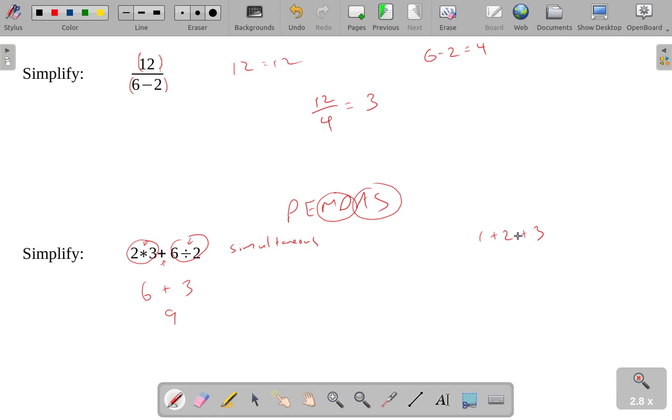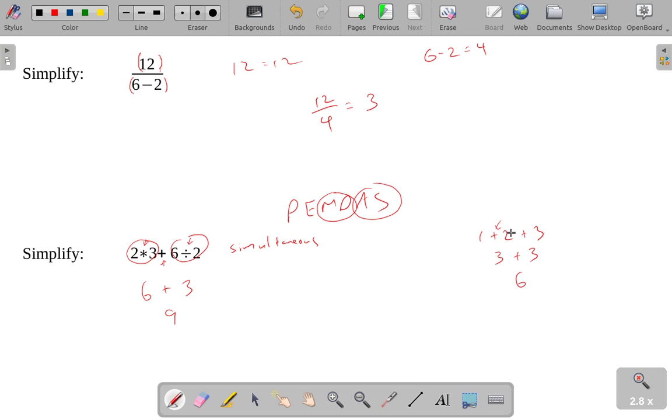1 plus 2 plus 3. I probably wouldn't want to, well, that's a simple enough question, but just to demonstrate the issue here. If I was to do these individually, I would do 1 plus 2, which is 3. So there's a tie between my additions here. So I'm going to do the one on the left first. 1 plus 2 is 3. And then I get 3 plus 3, which is 6.